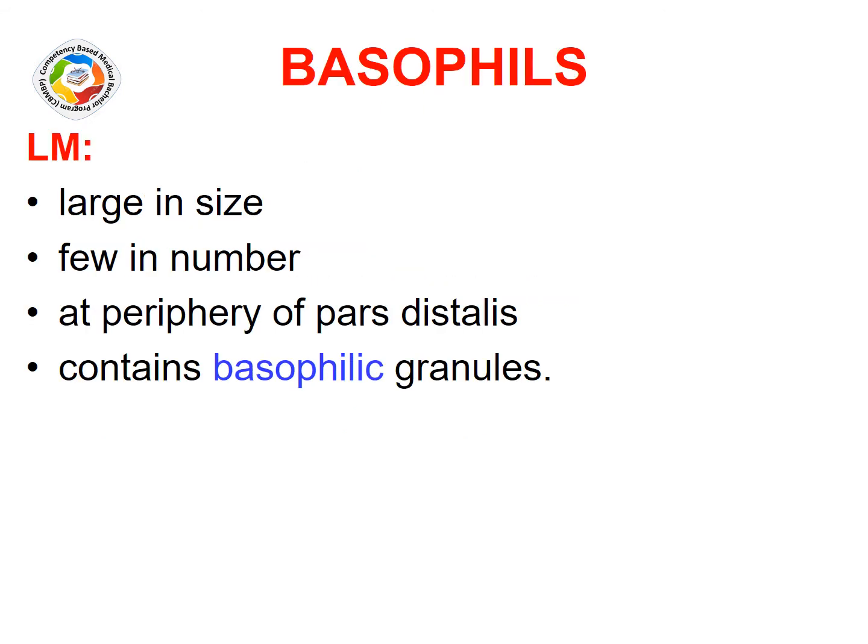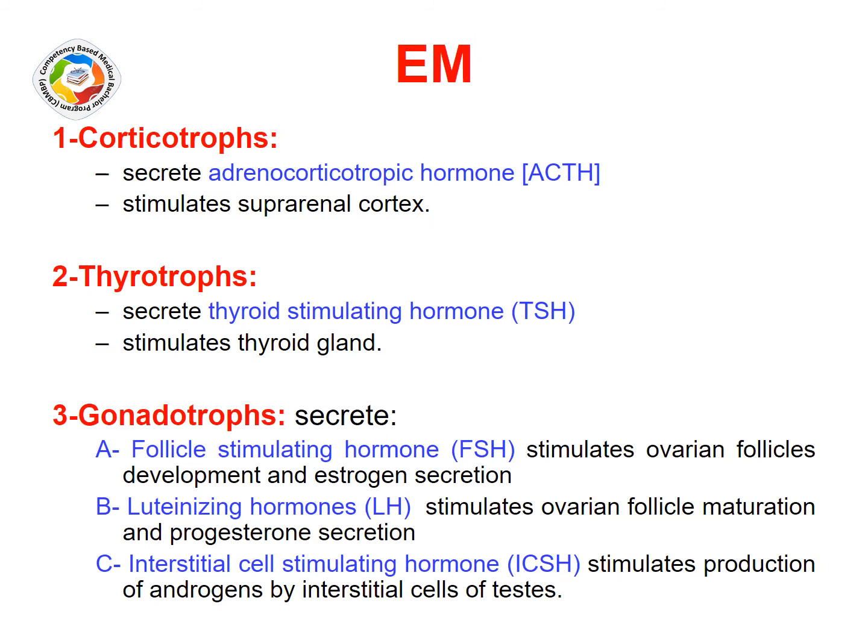While the basophiles are large in size, few in number, located at the periphery of pars distalis, and contain basophilic granules. There are three types of basophiles. First, corticotrophs, which secrete adrenocorticotropic hormone, which stimulates the suprarenal cortex. The second, thyrotrophs, which secrete thyroid-stimulating hormone, which stimulates the thyroid gland. The third is the gonadotrophs, which secrete follicle-stimulating hormone, luteinizing hormone, and interstitial cell stimulating hormone.